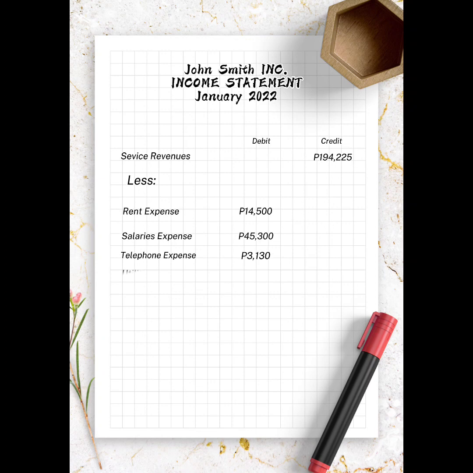Utilities expense: 2,200 pesos on debit side. Advertising expense: 11,120 pesos on debit side. Insurance expense: 10,800 pesos on debit side. Total expense: 87,000 pesos on debit side.